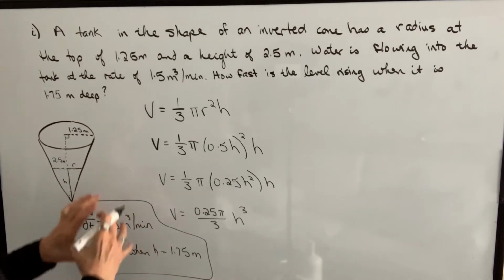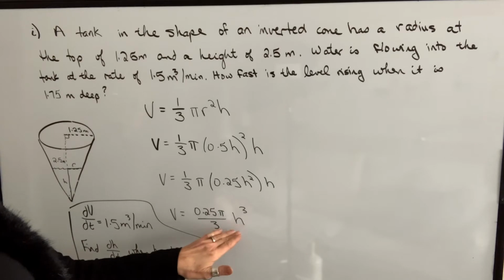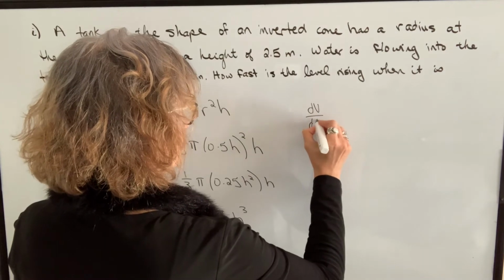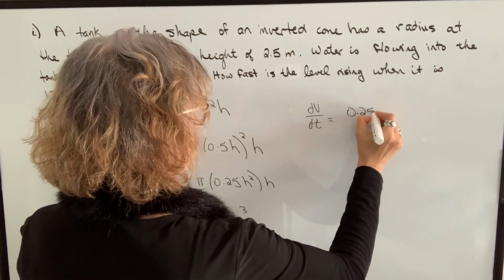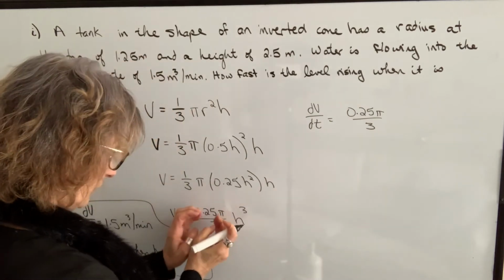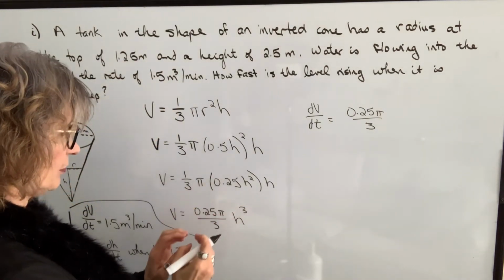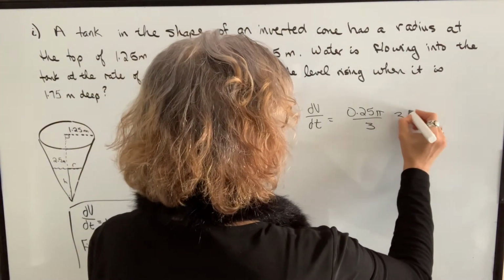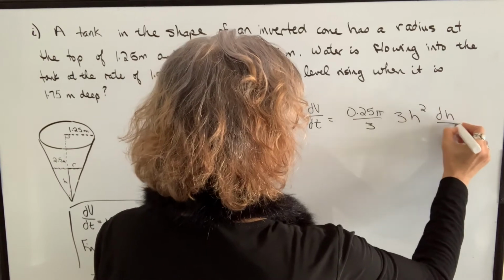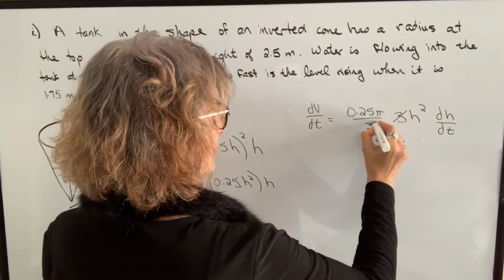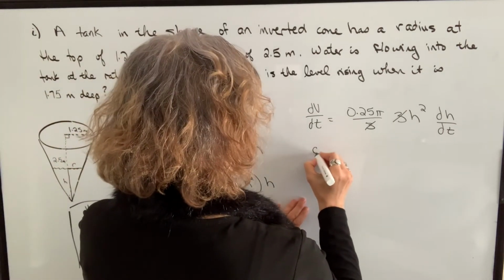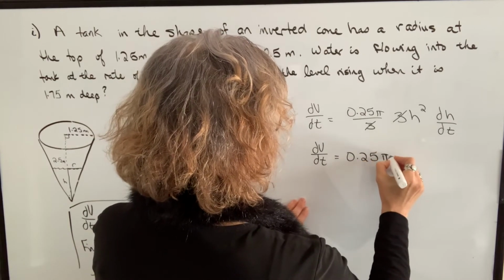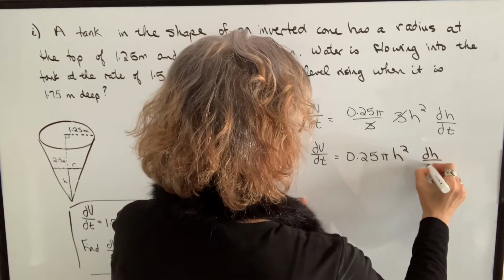Now that I've got that written down, I'm going to differentiate this function with respect to time. So dV/dt will be equal to 0.25 pi divided by 3. I'm just going to keep the constant part separate, and then differentiate h cubed with respect to time. That will be 3h squared dh/dt. Let's cancel the 3 there. So dV/dt will be equal to 0.25 pi h squared dh/dt.